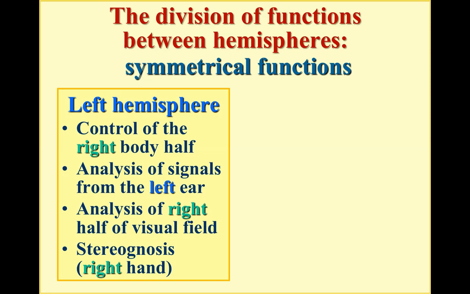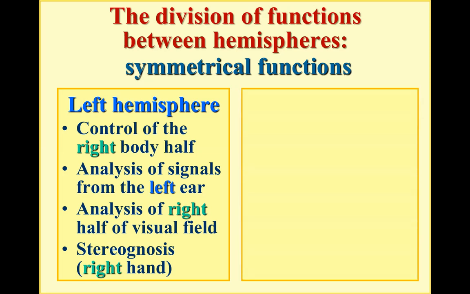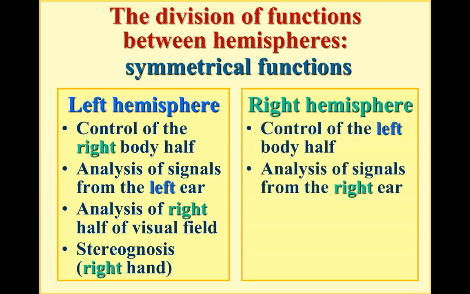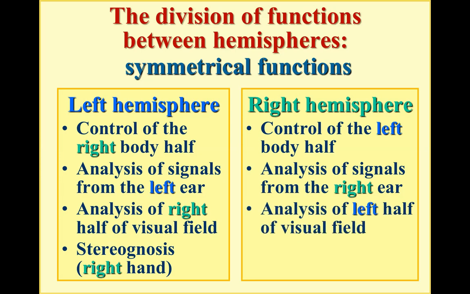This is called stereognosis. And left hemisphere controls the right hand and gets impulses from right hand, from sensory receptors. So when we perform stereognosis by the right hand, this is a function of the left hemisphere. And symmetrically, right hemisphere controls the left half of the body, analyzes signals from the right ear, and analysis of the left half of visual field due to cross-section, and stereognosis by the left hand.